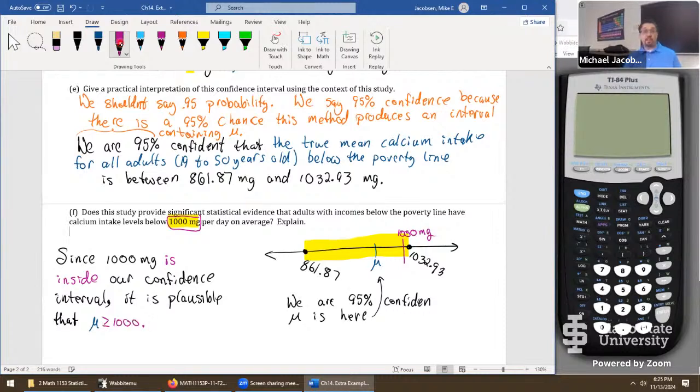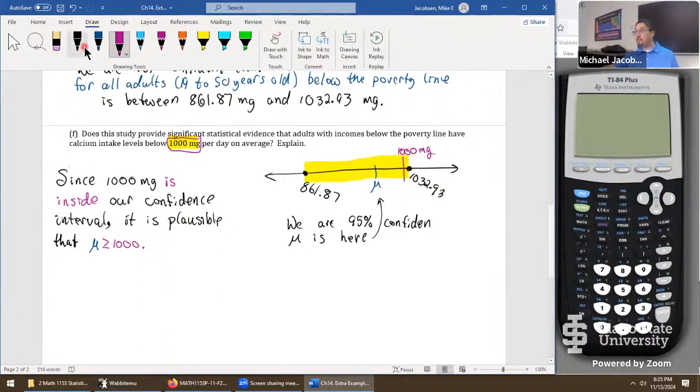I mean, it's also plausible that it could be less than 1,000, but we are not certain that mu is always below 1,000. If our 1,000 value was somewhere here, ignore that number, that makes it incorrect, we would have said, yes, we have excellent evidence that people below the poverty line have below 1,000 milligrams in their absorption per day. But because 1,000's here, we say no.